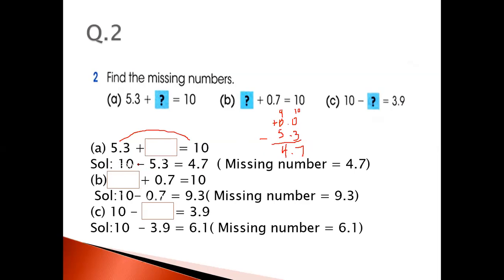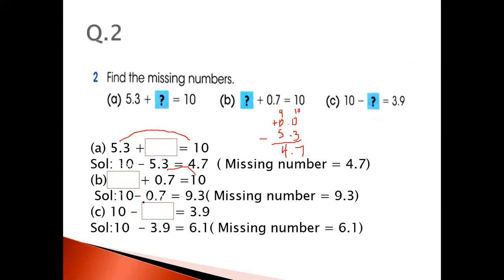I have done the first part with the working, and you are to do the B and C parts by yourself, but I have given you the solution here. The way I have done it, you can see 10 is already written here. So in the beginning you will write 10, then 0.7 was on this side. When we move it towards the other side, it will change into minus 0.7.